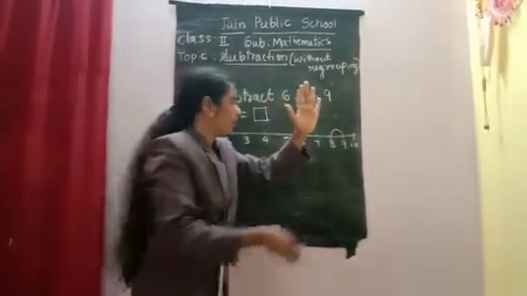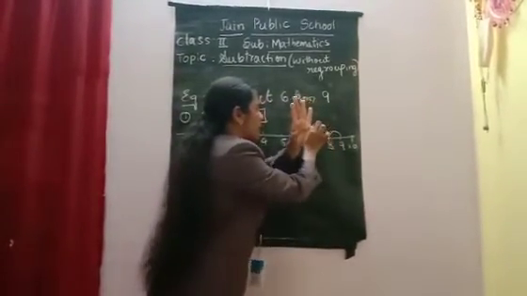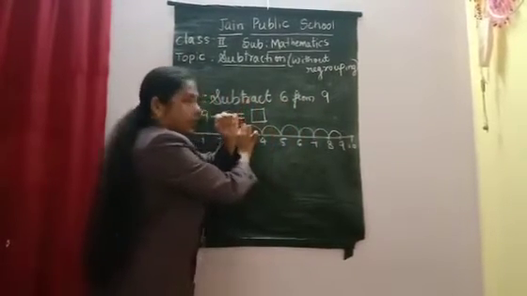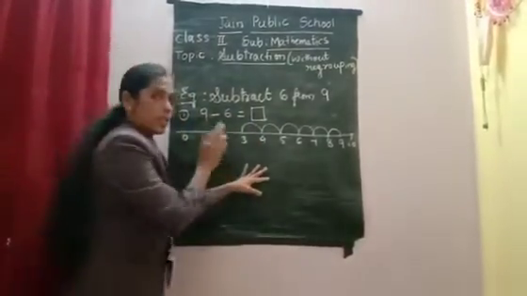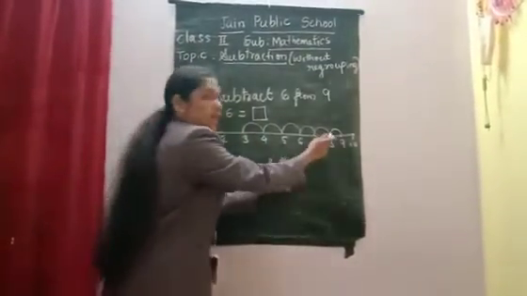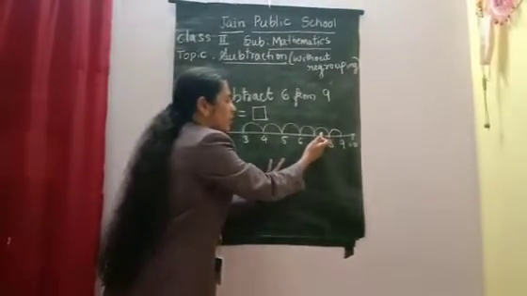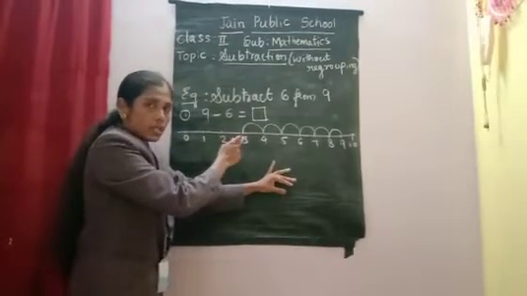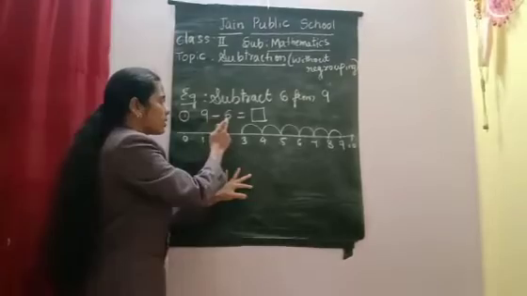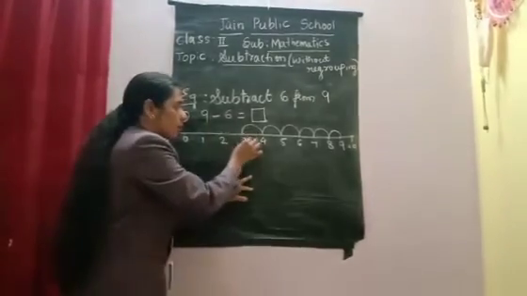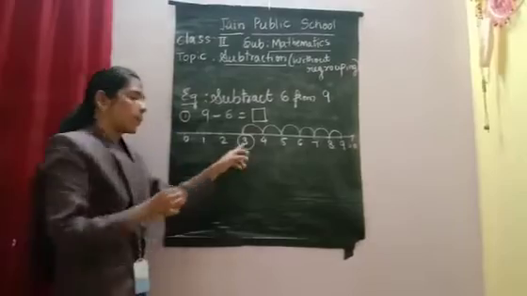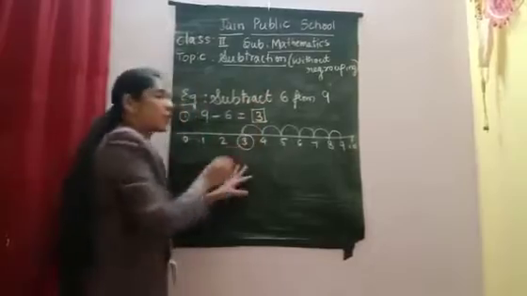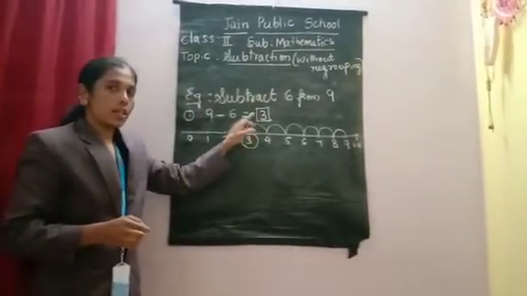8. Then 7, 6, 5, 4, 3. So how many jumps did I tell you? 6 jumps. Let's count: first, second, third, fourth, fifth, sixth. 6 backward jumps. So 9 minus 6: after 6 jumps, make a circle on this number. We got the answer 3. You must write this in the given box. That is 3.